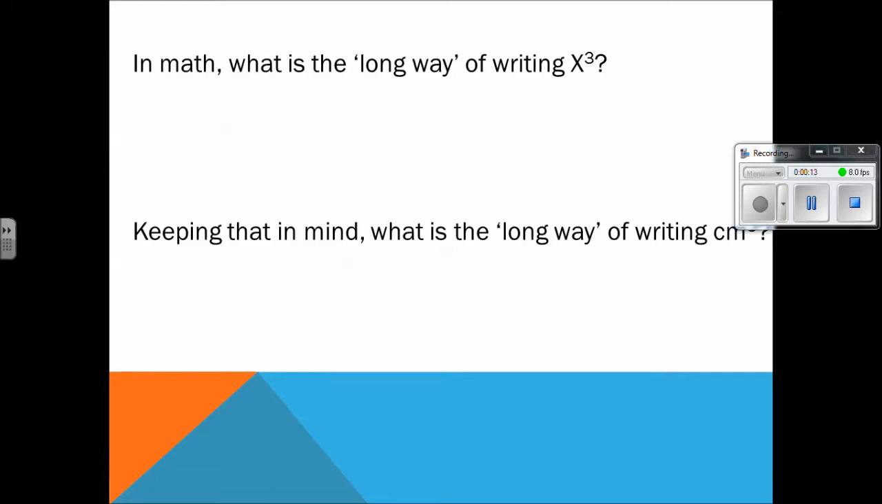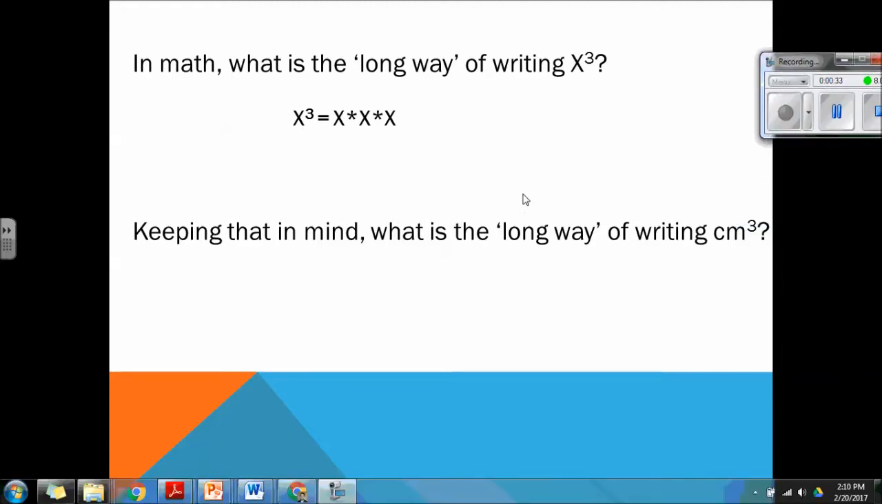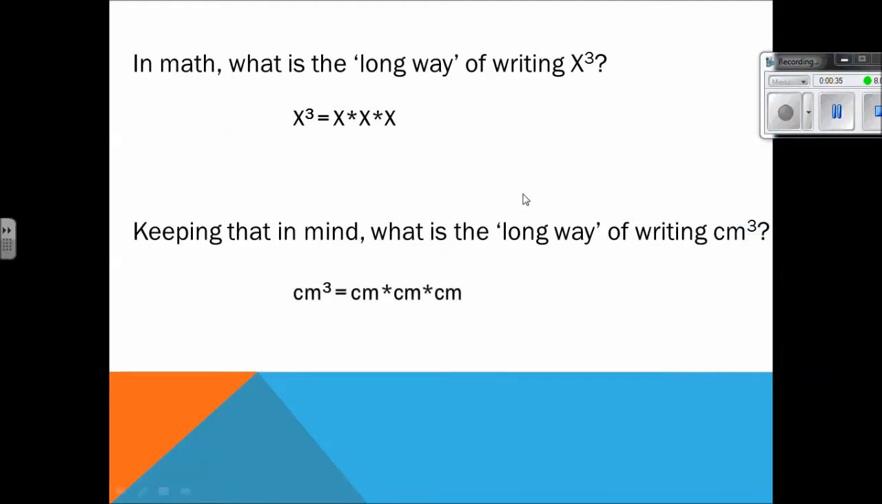So to start this off, let's just ask a simple question. In math, what is the long way of writing x cubed? I think a lot of us have seen this before, where x cubed is just the same as x times x times x. So keeping that in mind, what is the long way of writing centimeters cubed? Well, it follows that same idea. Centimeters cubed would just be written as centimeters times centimeters times centimeters. That's going to be important to know while we're going through and solving these types of problems.